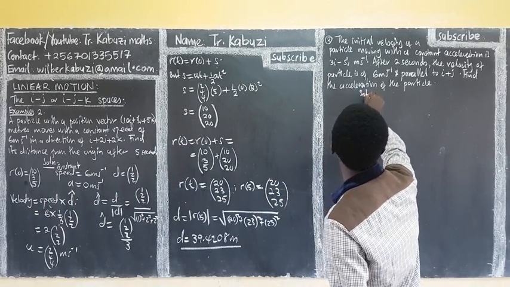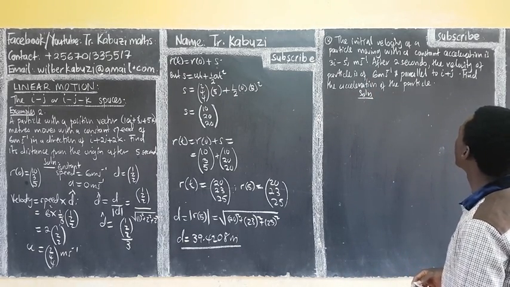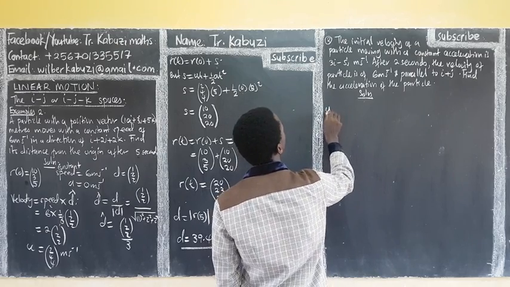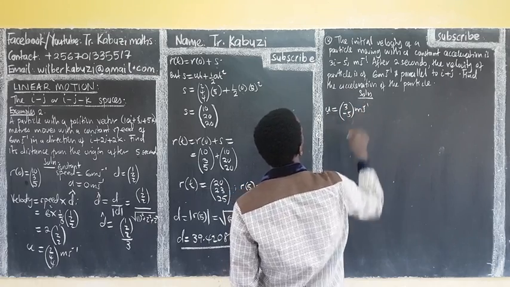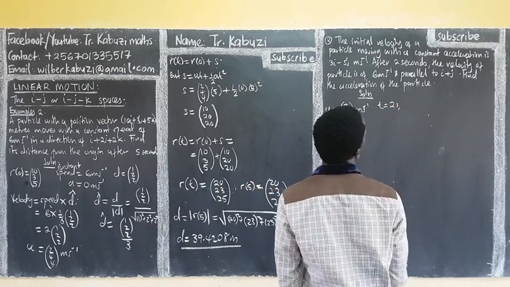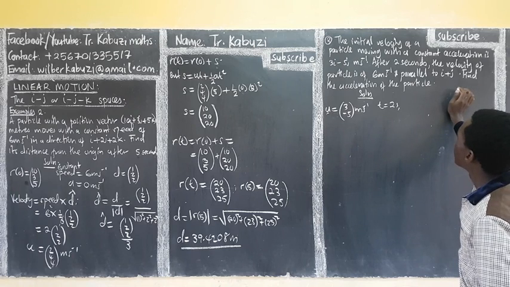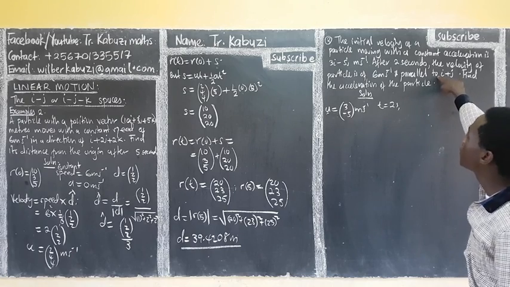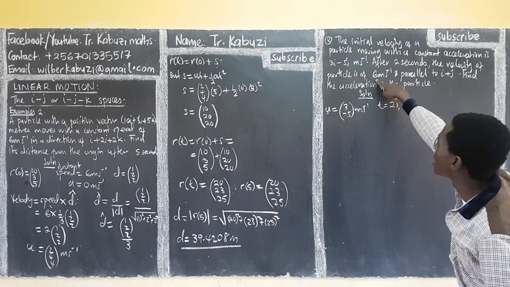So now, the solution here. The initial velocity of the particle moving with a constant acceleration is, so here they are giving us our u, which is 3, negative 5, in meters per second. And after 2 seconds, after time t, the velocity of the particle, now here they are giving us speed. The speed of the particle is 6 meters per second. So if they give us this, it means that in vectors, this is a scalar because we can't get a direction for this.